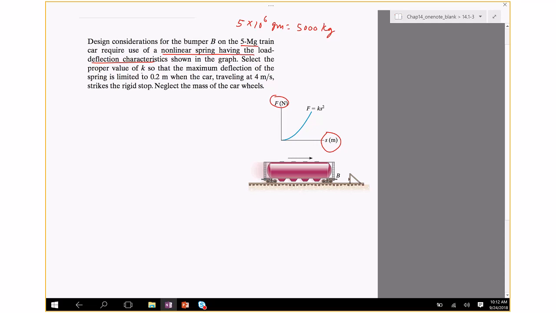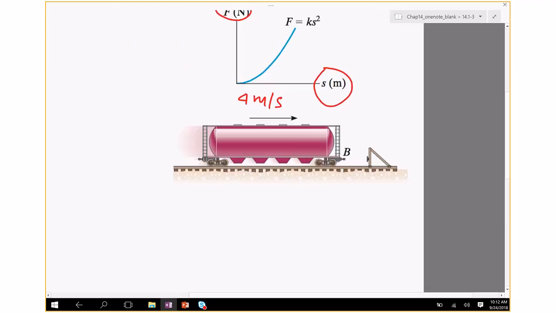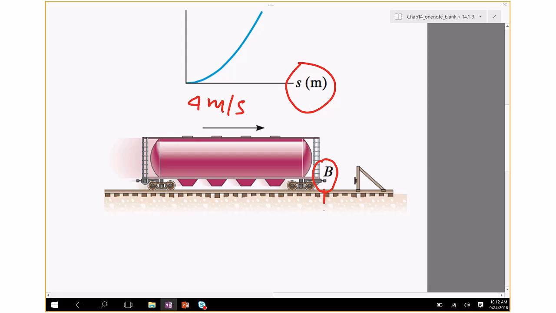Select the proper value of k so that the maximum deflection of the spring is limited to 0.2 meters when the car traveling at 4 meters per second strikes the rigid stop. Neglect the mass of the car wheels. So the car is traveling at 4 meters per second, and right here there is a bumper, and that strikes the stop. And this bumper has the load characteristics shown there.